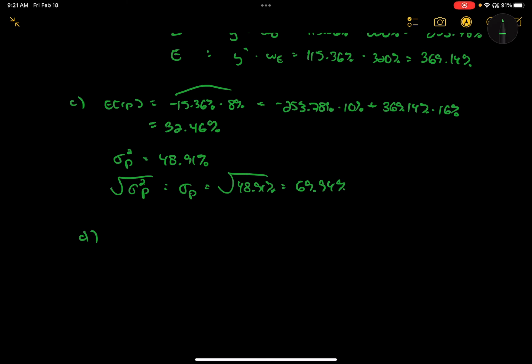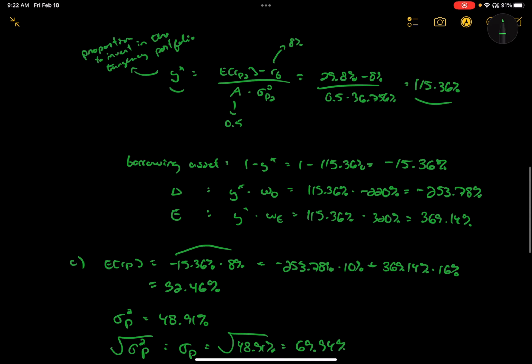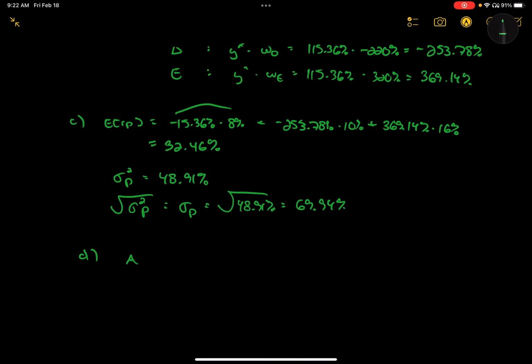For D now, determine the cutoff level of risk aversion A past which a rational investor will begin to invest in the money market fund. Determine the cutoff level of risk aversion past which a rational investor will want to borrow money. So we're basically asked to calculate Amin and Amax. We already have everything that we need to calculate both of them, and that's basically what we've just calculated. We've already calculated this earlier for the tangency portfolio.